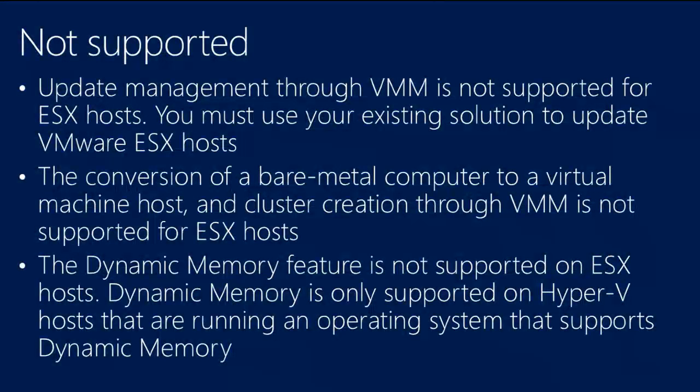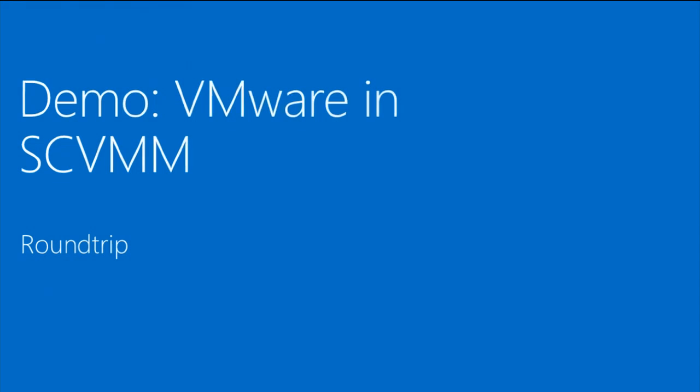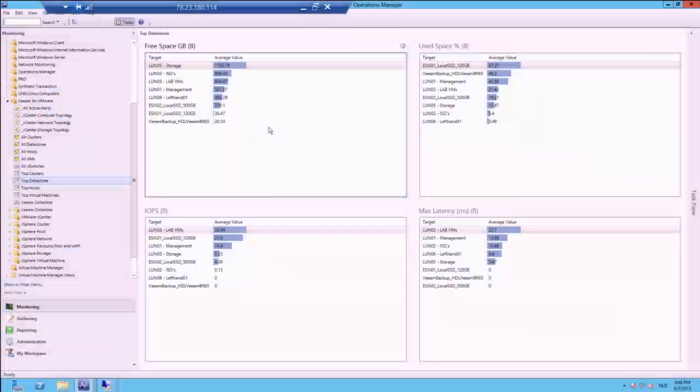And the last thing is the dynamic memory feature. Hyper-V now has virtual machines that can have dynamic memory. That's not supported on ESX hosts, basically because it's a Hyper-V thing alone. So it's quite obvious that's not supported. But enough with the talk. Let's have a look at how it looks in Virtual Machine Manager. Right. Now, let's see.